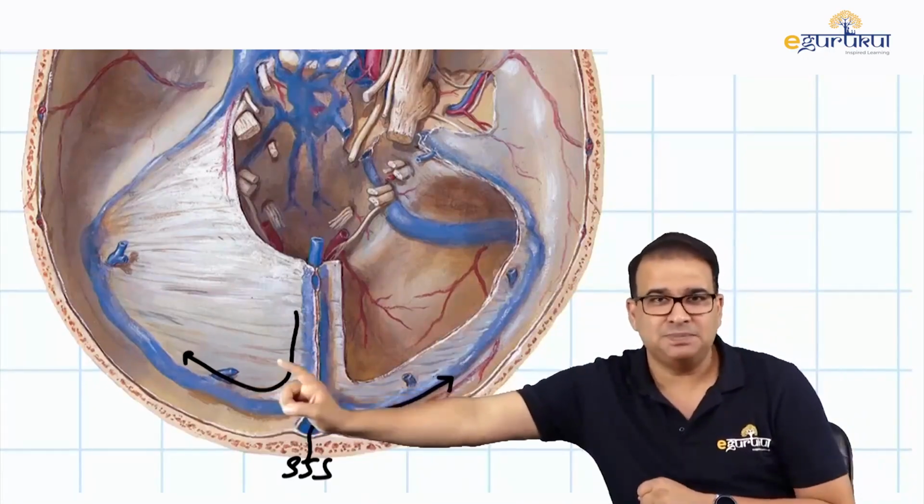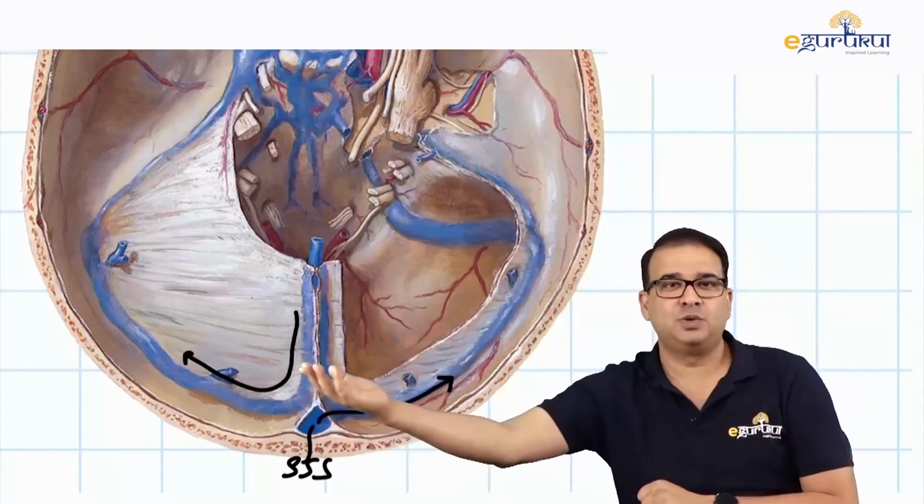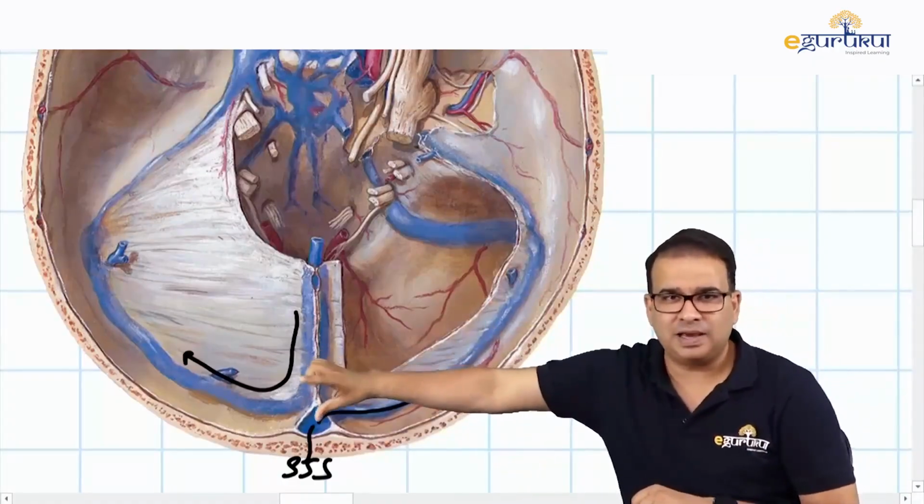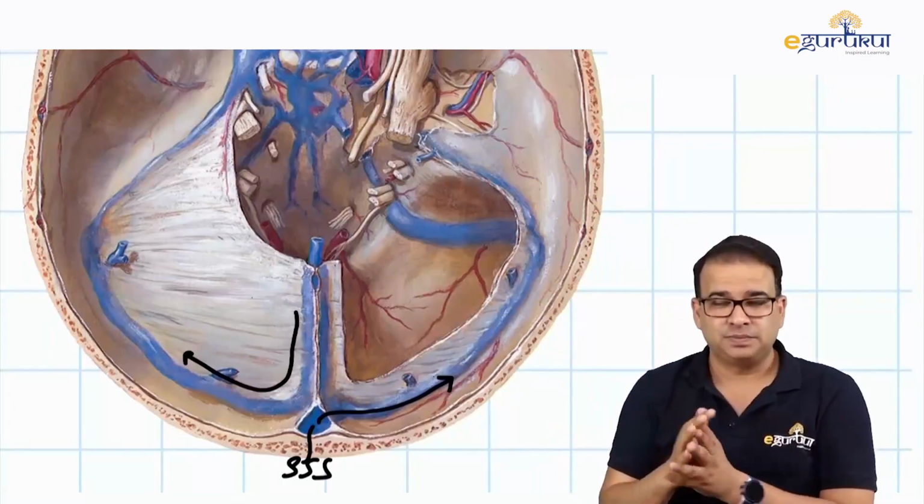The left transverse sinus is mainly the continuation of the straight sinus. It goes like this, turns to that side. The superior sagittal comes like this and it goes to that side. Yes, they are all connected. They are all connected. That's why we call it confluence. But the question is the major continuation.